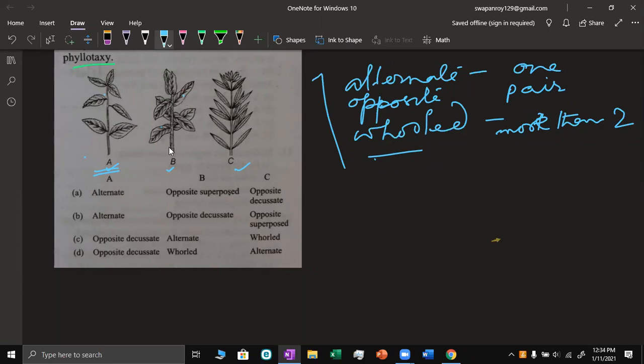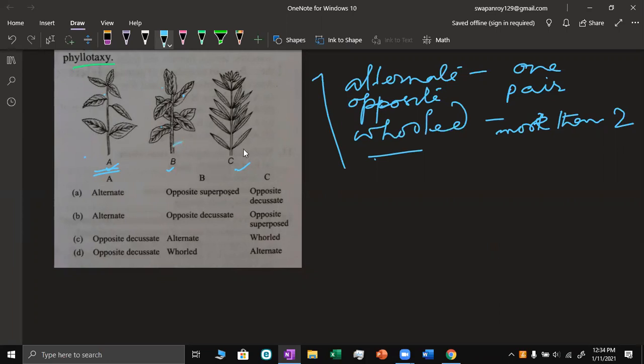So this is called opposite. This is common in the labiate, that is in tulsi or salvia, and also in the guava you will find. Not in guava is, it is simply, yes, in guava opposite is there.